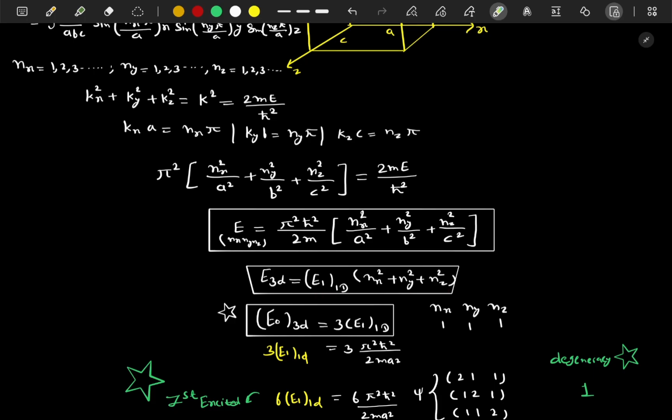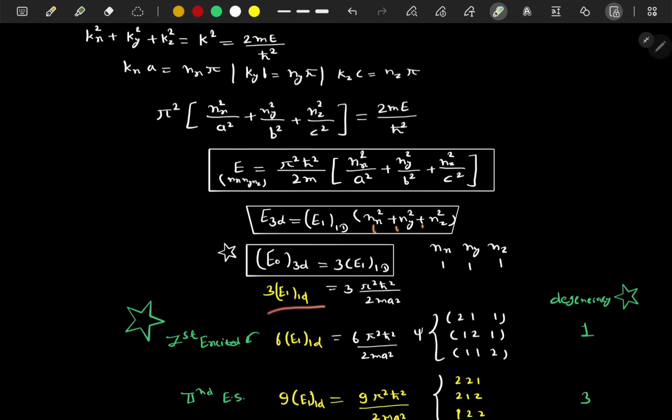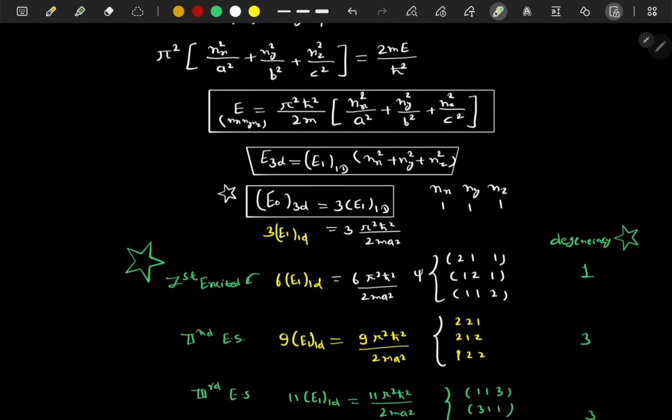कितना था, पाई स्क्वायर h क्रॉस स्क्वायर अपॉन 2m a स्क्वायर. दिस वाज द आवर बेसिक वैल्यू फॉर द 1D, and 3 times of it because 1 1 1 is there, so it will be particle in a 3D box. So this is the ground state. Now ground state is 1 1 1, so 3 will be there.